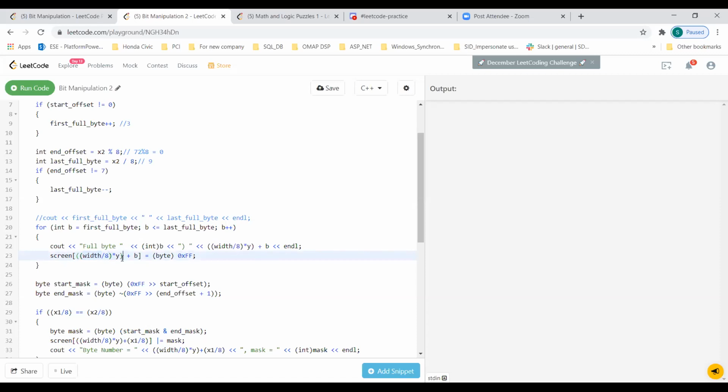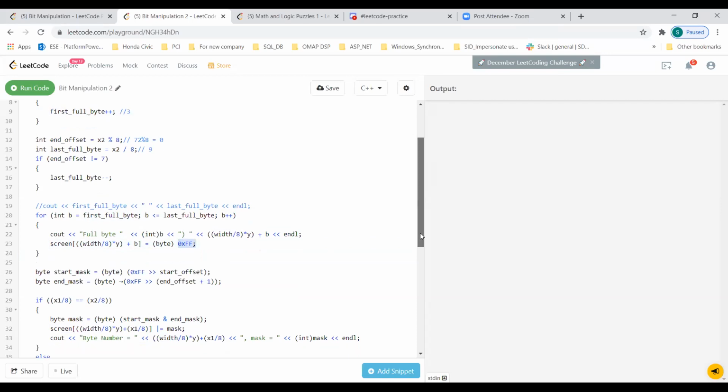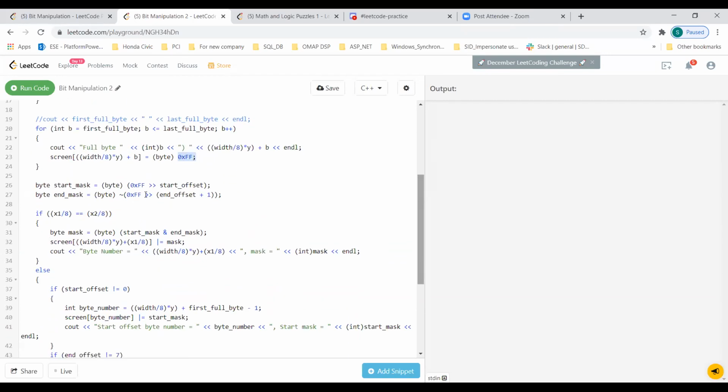So whatever that value, we start filling all these, from this first full byte we calculated over here to that last byte. So I'm just putting in 0xFF, but only when it comes to the mask part. Now I have to form a start mask. He says that you take a 0xFF because it's only 8 bits, and then you shift that to the right side.